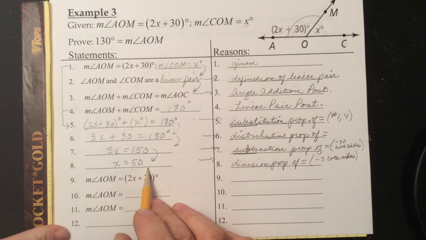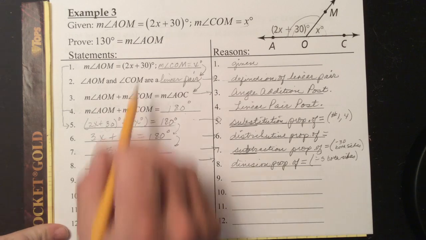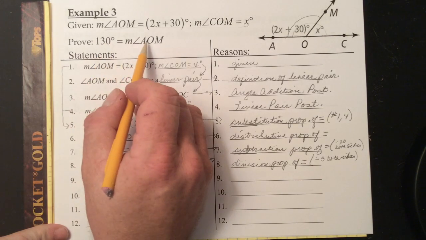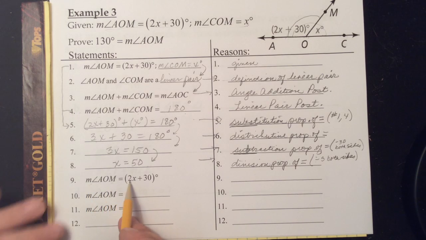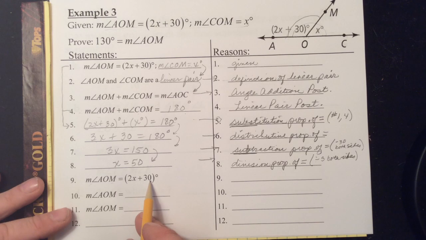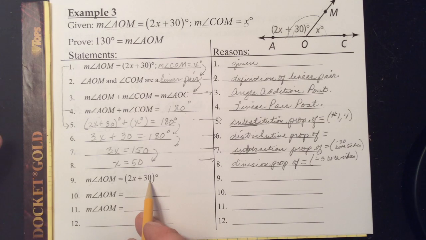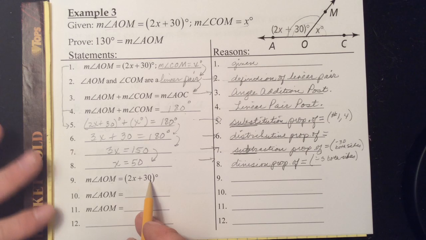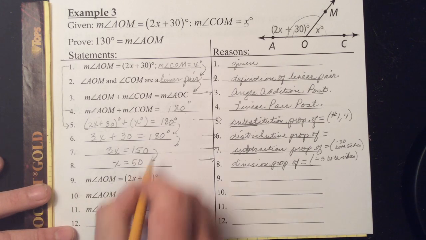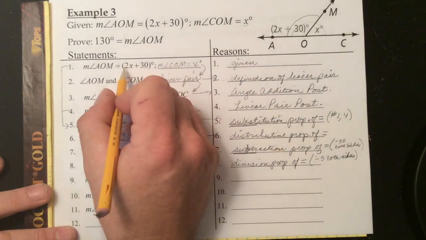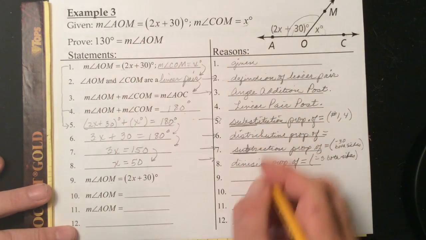Okay, now back to the geometry. We're trying to prove that 130 equals the measure of angle AOM. And we have the measure of angle AOM equals 2x plus 30, so there's some more work we need to do, more steps, more statements and reasons. Now we have the measure of angle AOM is equal to 2x plus 30 degrees. Where did we get that? Well, we got it from the given. It's in the given again, so right up here.